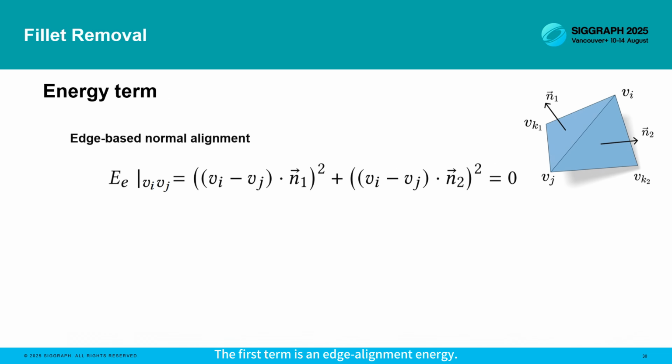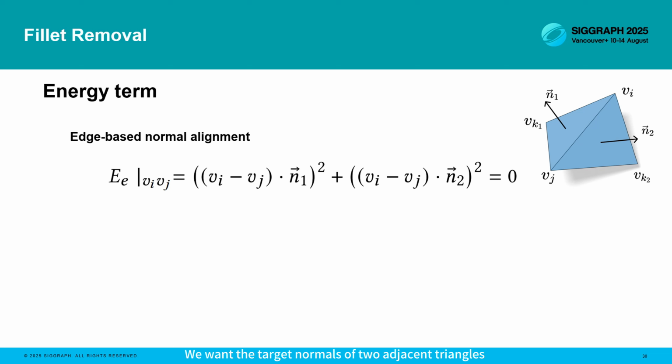The first term is an edge alignment energy. We want the target normals of 2 adjacent triangles to be orthogonal to their shared edge. That is, their dot product with the edge direction should be 0.